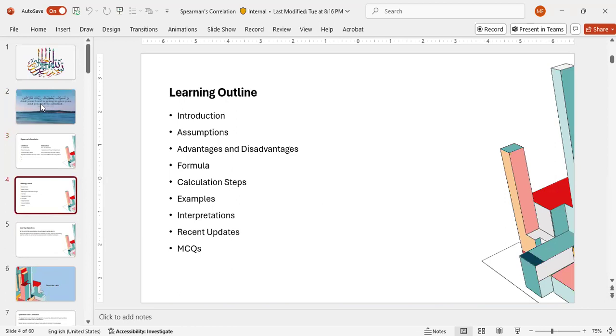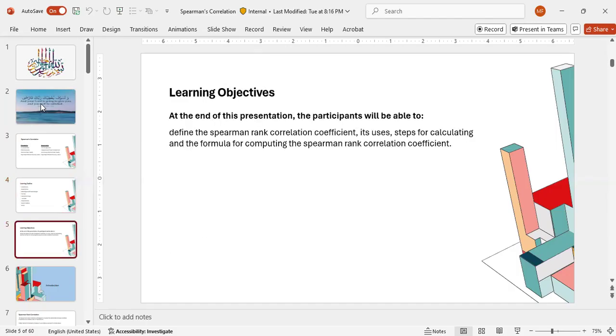Our learning outline will be introduction, assumptions, advantages and disadvantages, formula, calculation steps, examples, interpretations, recent updates, and then MCQs. Learning objectives: at the end of this presentation, the participants will be able to define the Spearman rank correlation coefficient, its uses, steps for calculating, and the formula for computing the Spearman's rank correlation coefficient.